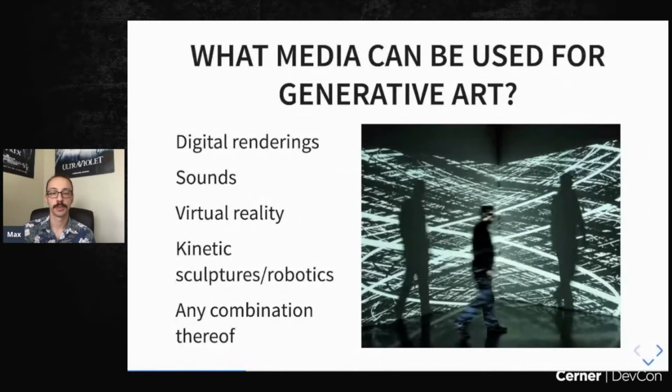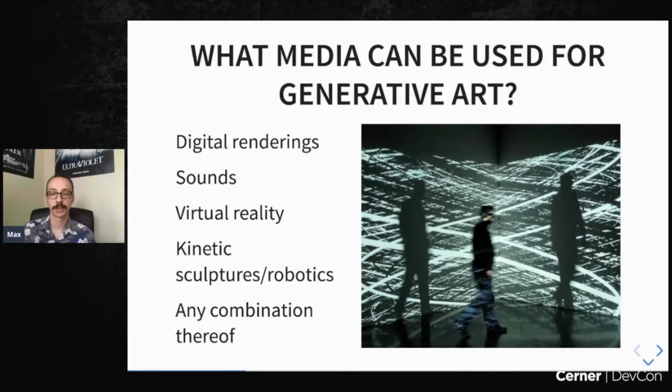And of course, computers are fairly good at interacting with various different media. The most straightforward one, for example, would be digital renderings. So the computer can put pixels onto a screen. That's something that computers are extremely good at. Computers can also generate sounds or combine sounds in new ways. Computers can do virtual reality. So instead of a flat two-dimensional screen, we can make generative art three-dimensional.